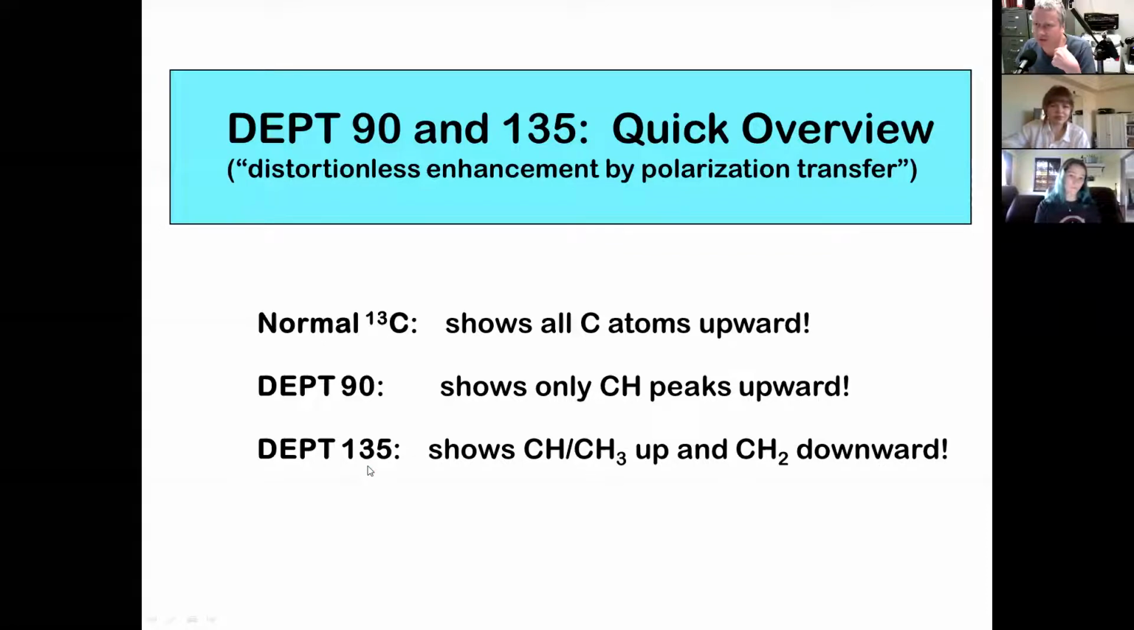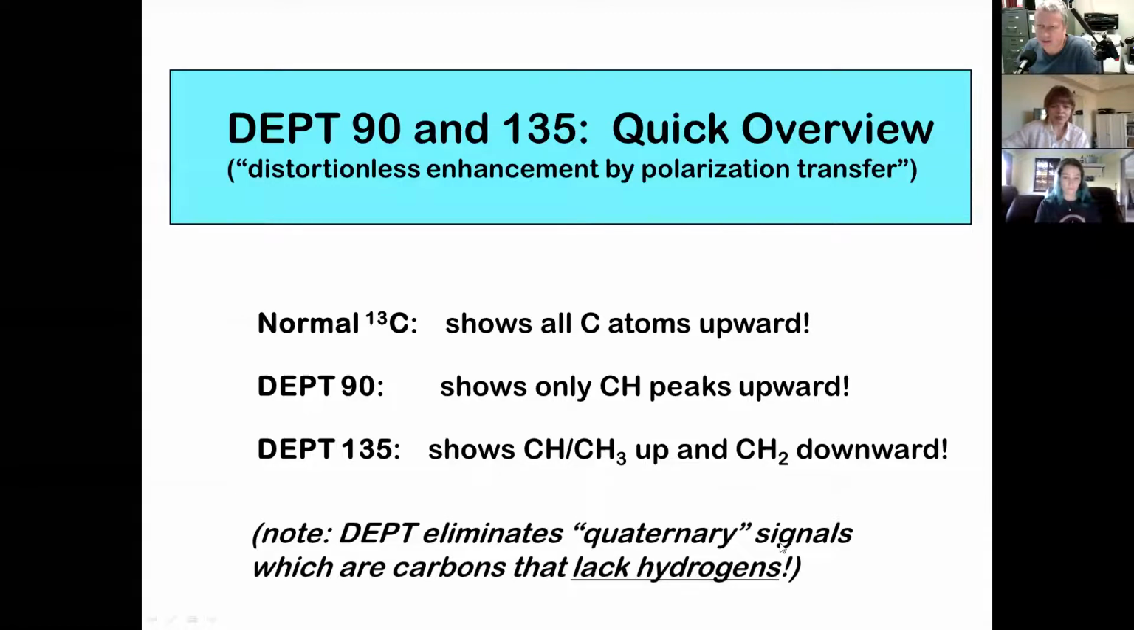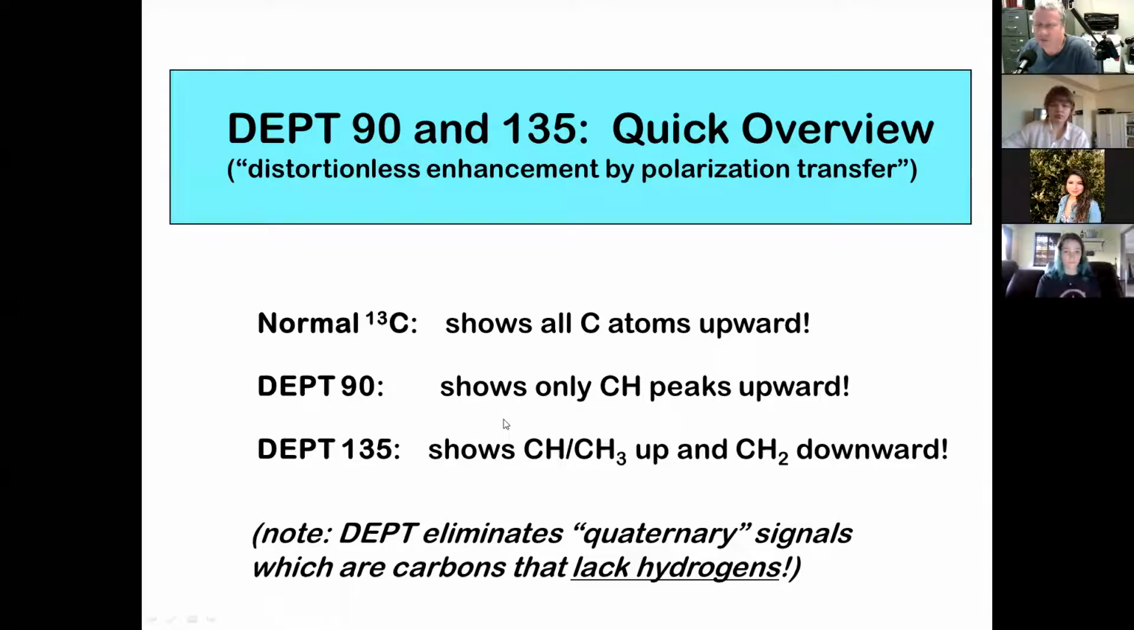DEPT 135 is a tweak on that, and it shows CHs and CH3s upward and CH2s downward. So it pokes the CH2s downward. It's a weird NMR magic thing. The theory of it, I don't really understand, but this is also something we can do on the machine at SF State. You tell it, I want to do DEPT 90, and it just does it, right? And then DEPT eliminates quaternaries, so any quaternaries are gone. That's the only thing. Do you need to memorize this? You don't need to. You're probably never going to see it again, unless you take an advanced NMR class, or if you do research, you might see these.